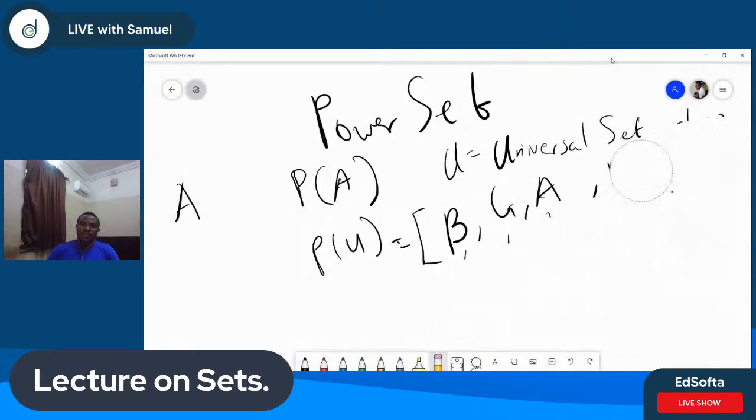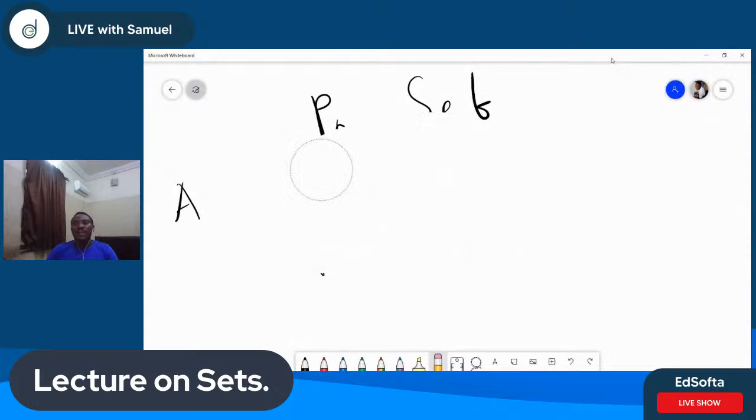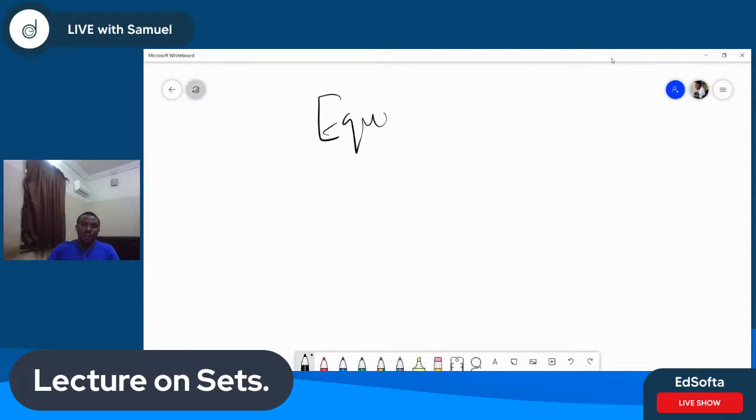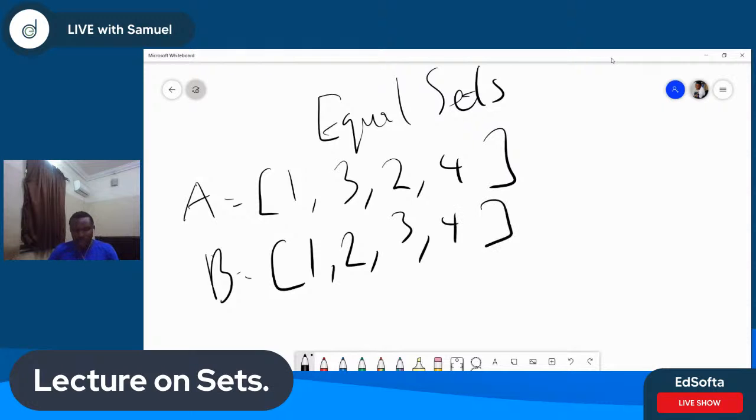Then we want to talk about the last form of sets. Or we won't call it a form, we'll call it a phenomenon where sets are equal. It's a mistake where some people think that if you have a set A and I write 1, 3, 2, 4, and you have another set B and I write 1, 2, 3, 4, these two sets are not the same.